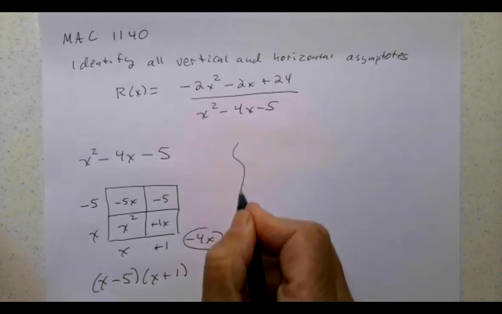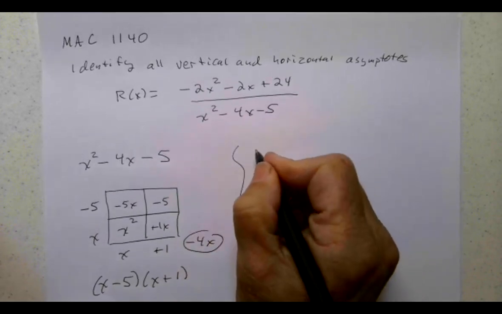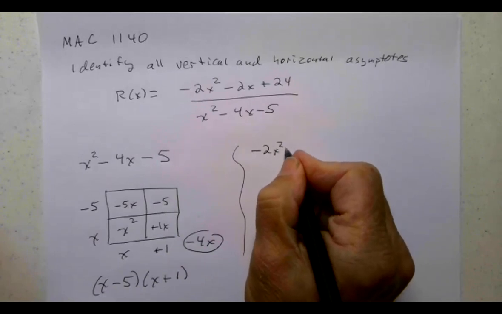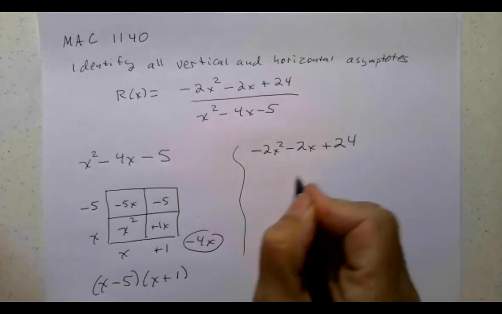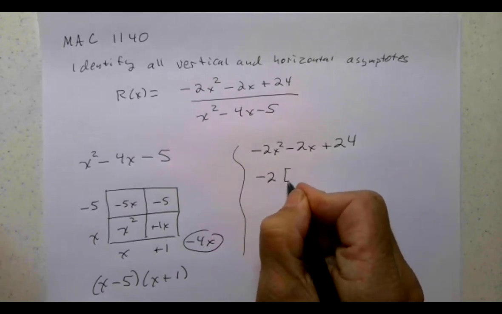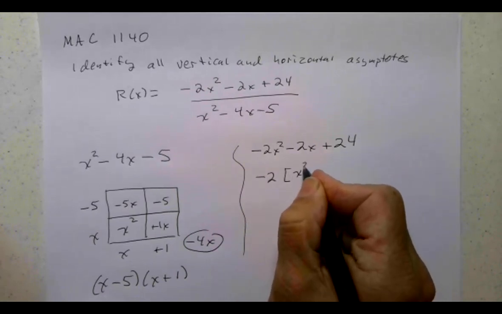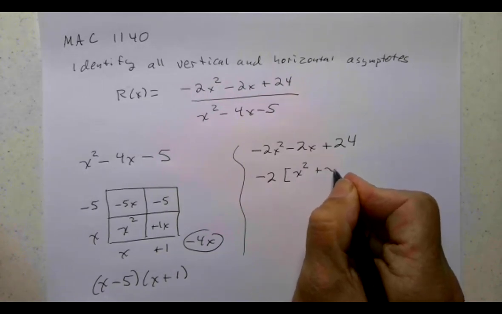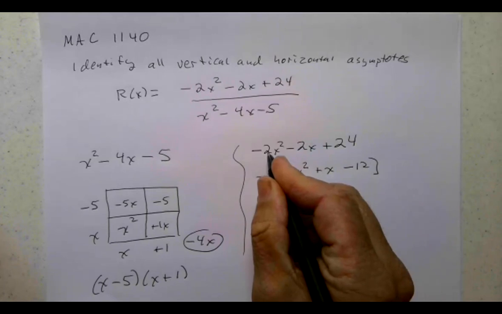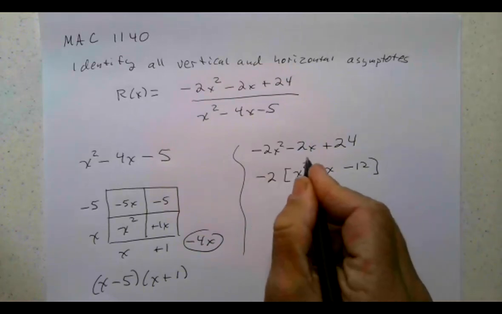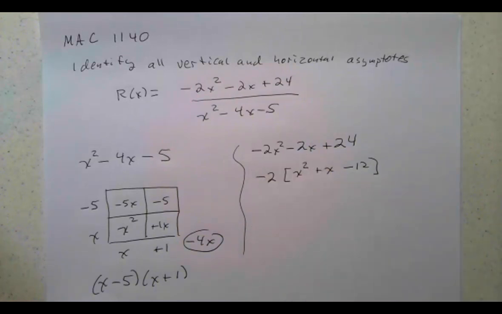So that's the bottom. Now, dealing with the numerator, the top, we have negative 2x squared minus 2x plus 24. The first thing I'm going to do is factor out the common factor of negative 2, which will give me x squared plus x minus 12. Always check. Negative 2 times x squared is negative 2x squared. Negative 2 times x is negative 2x. Negative 2 times negative 12 is 24.